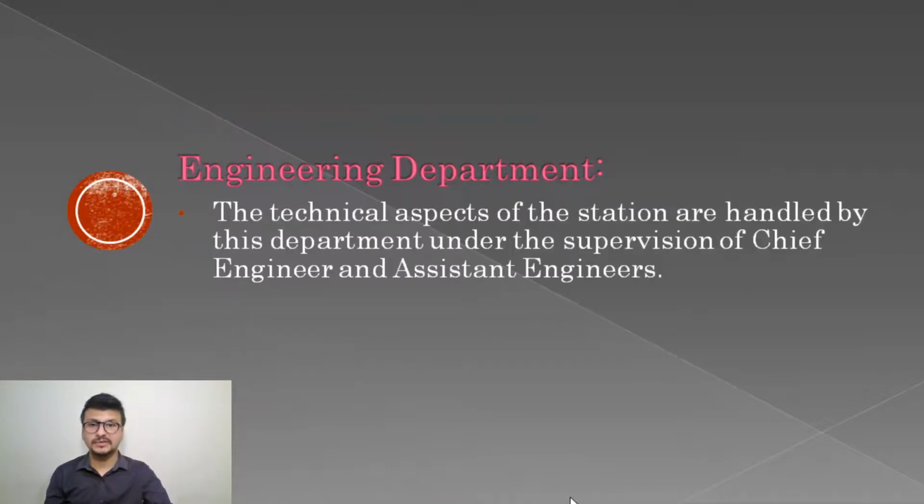So next we have the engineering department. The work of the engineering department is very important because whatever we are accessing, hearing, and seeing, how signals are uplinked, how signals are downlinked, how things are technically checked whether they are okay, this wavelength, the frequency at which we get sound, all of this. The technical aspects of the station are handled by this department under the supervision of the chief engineer and the assistant engineer.